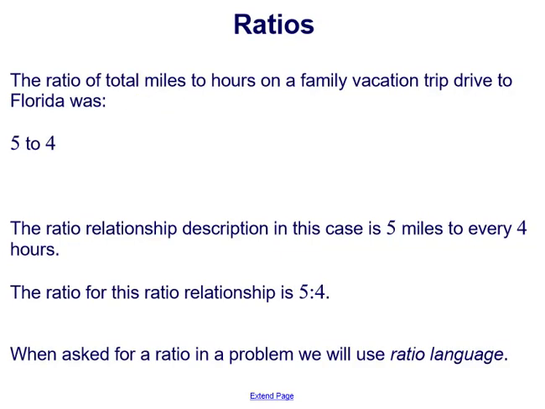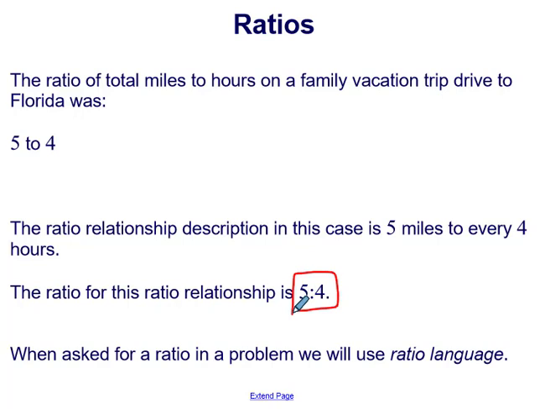Here's another example just to see the difference. We have the ratio of total miles to hours on a family vacation trip, a drive to Florida, was 5 to 4. The ratio relationship description in this case is 5 miles to every 4 hours, but the ratio is just 5 to 4, or 5:4.